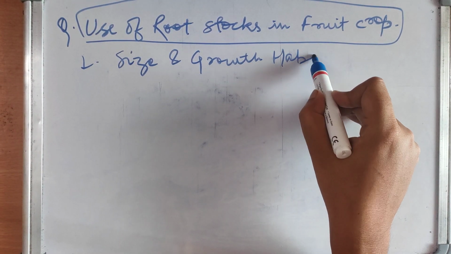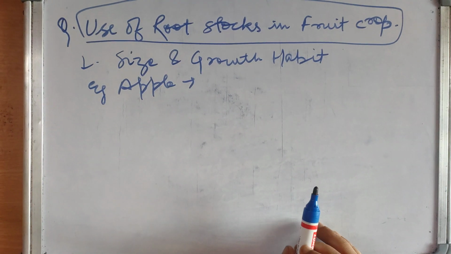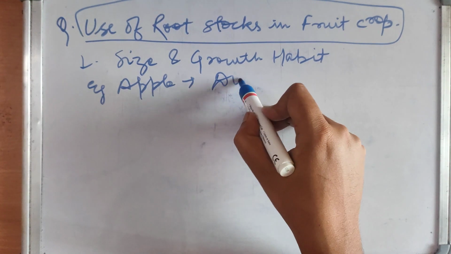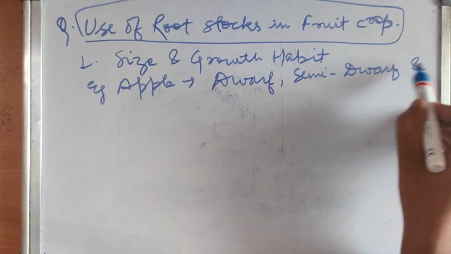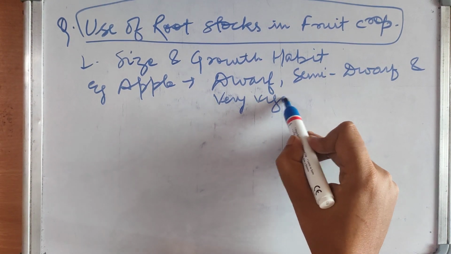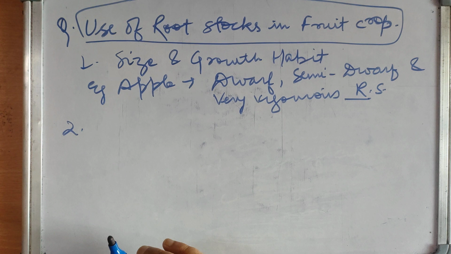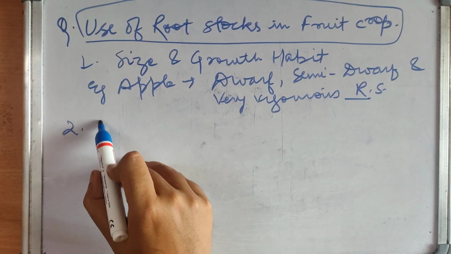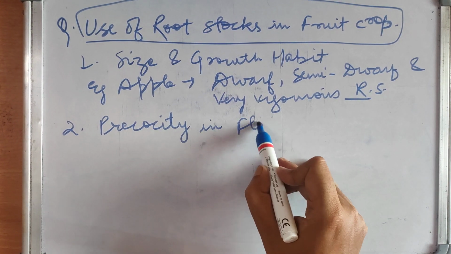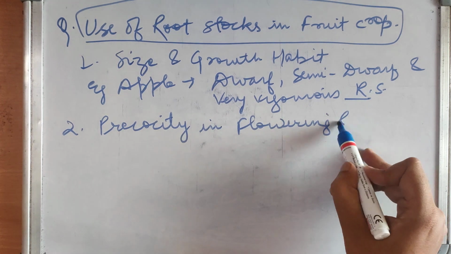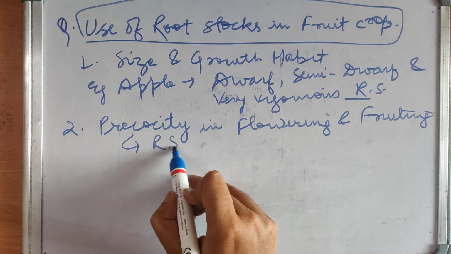For example, in apple there is use of dwarf, semi-dwarf and very vigorous root stock. Second, they are used for precocity in flowering and fruiting. It is also influenced by root stocks.